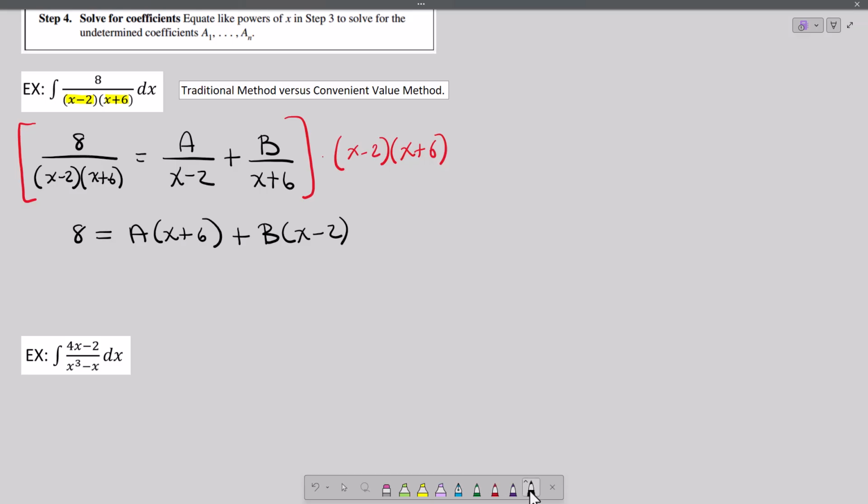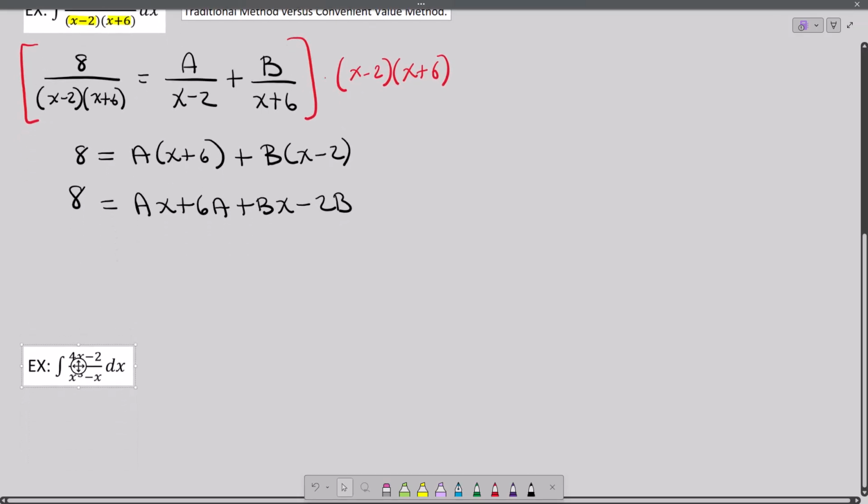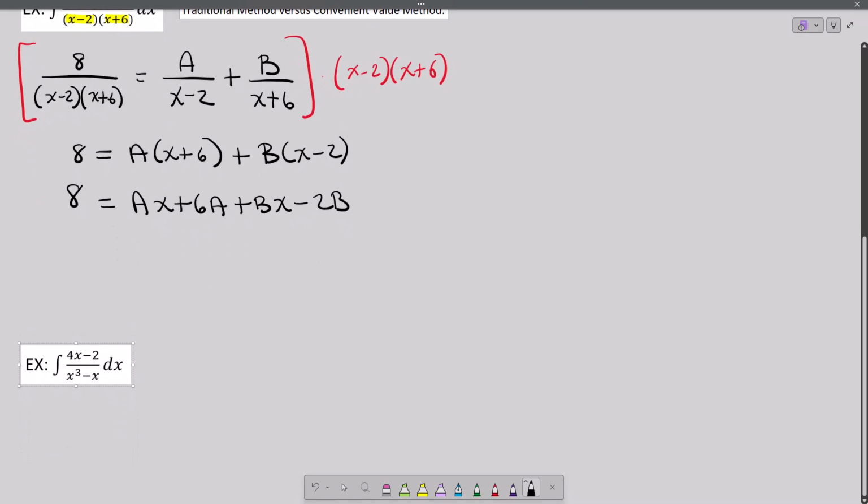All right. So on the right, if we distribute, we're going to have ax plus 6a plus bx minus 2b. And if we do a little strategic grouping, we could write this as a plus b times x plus 6a minus 2b.